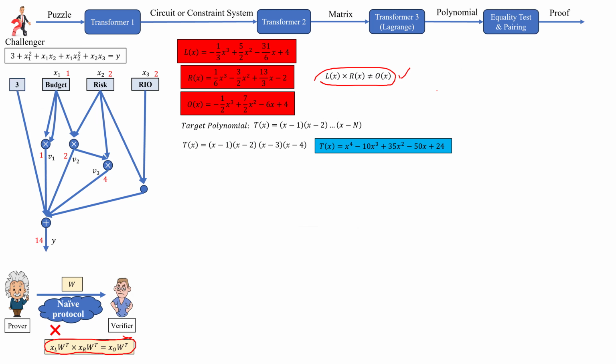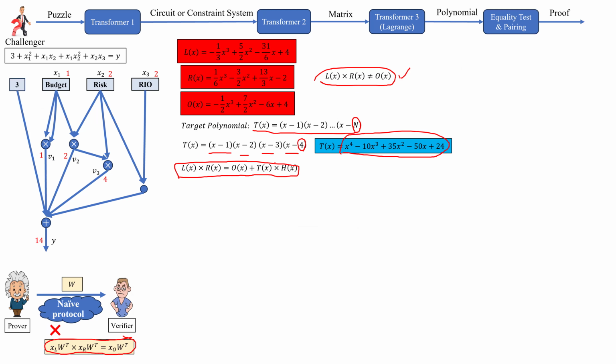Groth16 says that first you define a target polynomial. The degree of the target polynomial equals the number of gates. We have 4 gates here, right? So since we have 4 gates, we multiply x minus 1, x minus 2, x minus 3, and x minus 4, and we reach this polynomial. Then Groth says that if you have t of x, L of x, R of x, and O of x, you can design such a test.